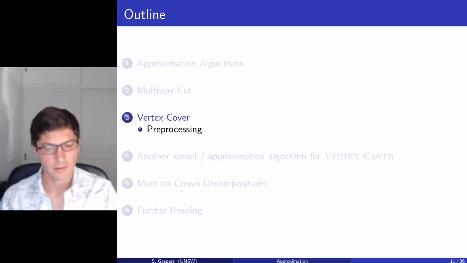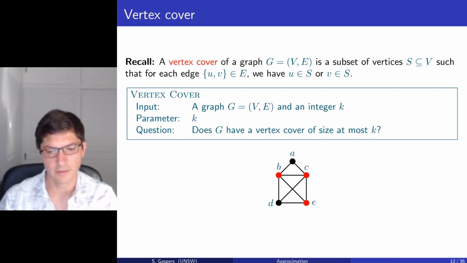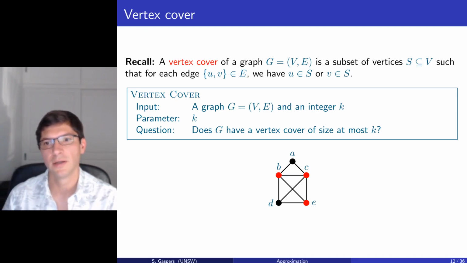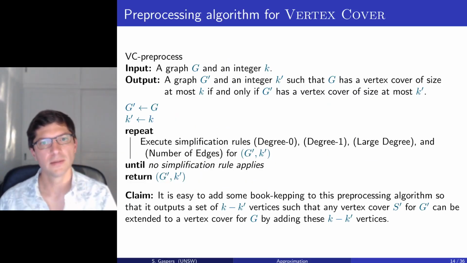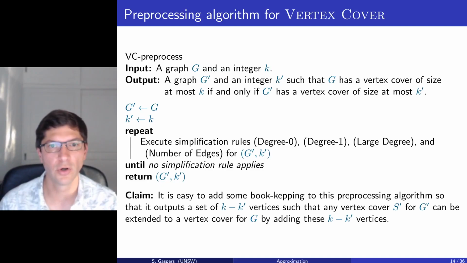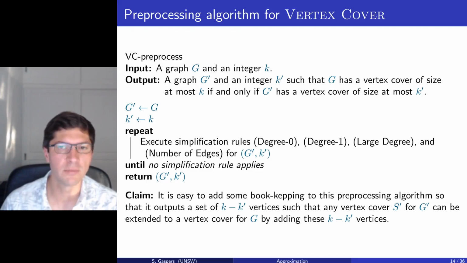Okay, let's move on to vertex cover. So what have we seen for vertex cover already? Well, we saw the definition. The input is a graph G and an integer k, the parameter is k, and the question is whether G has a vertex cover, a set of vertices that cover all the edges of the graph, of size at most k. We also saw a preprocessing algorithm that took as input an instance for vertex cover and produced an equivalent instance for vertex cover. So we only know that the output is a yes instance if and only if the input is a yes instance.